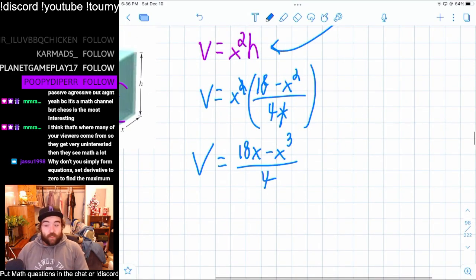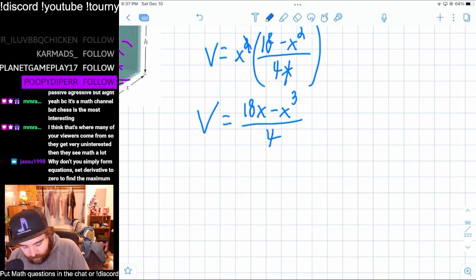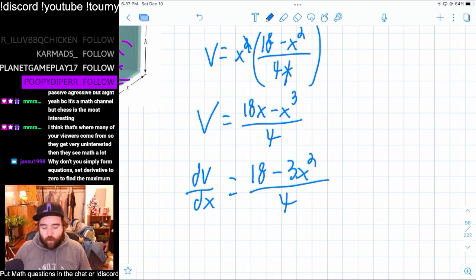So that'll be much easier to take the derivative of here, because now we can just use the power rule. So we'll get dV/dx equals 18 minus 3x squared, all of that over 4. You can do that, right? Because 4 is just a constant. It's just like you're multiplying by 1/4.